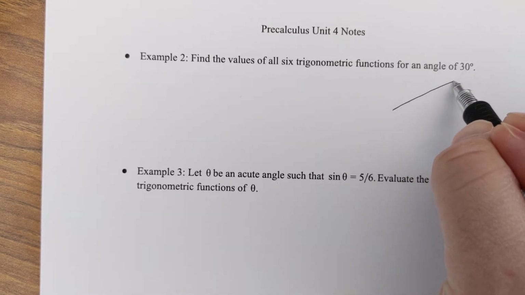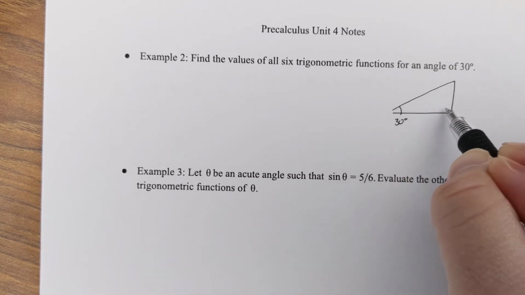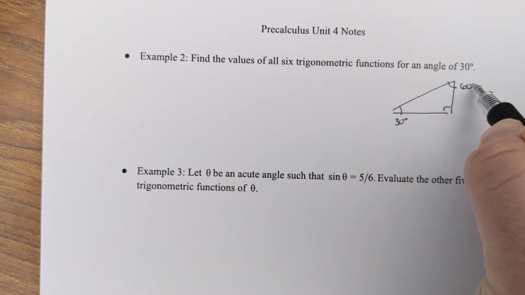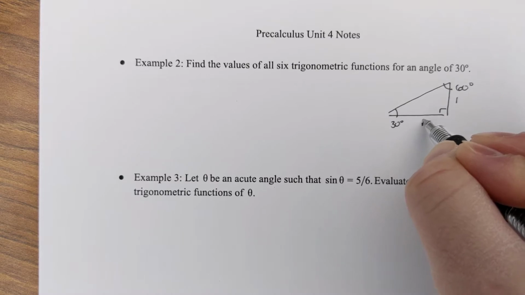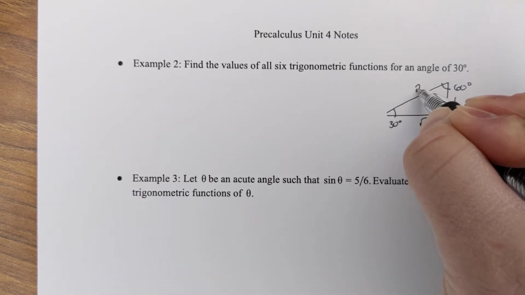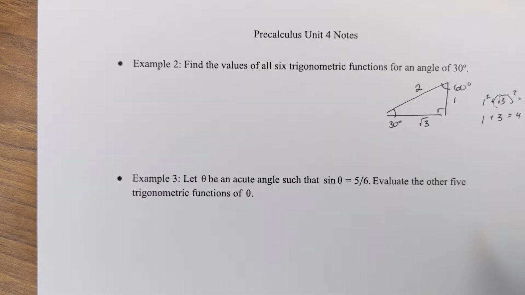Okay, so 30 degrees. So we'll draw a triangle. So here's 30 degrees. There's my right angle, which means this is 60 degrees. So this is a 30, 60, 90 triangle. So the rule for a 30, 60, 90 triangle is that if this side is 1, this side is root 3 times that, and this side is twice that. And if you check, 1 squared plus root 3 squared is equal to 2 squared. This is true, 1 plus 3 equals 4. That is an accurate statement.